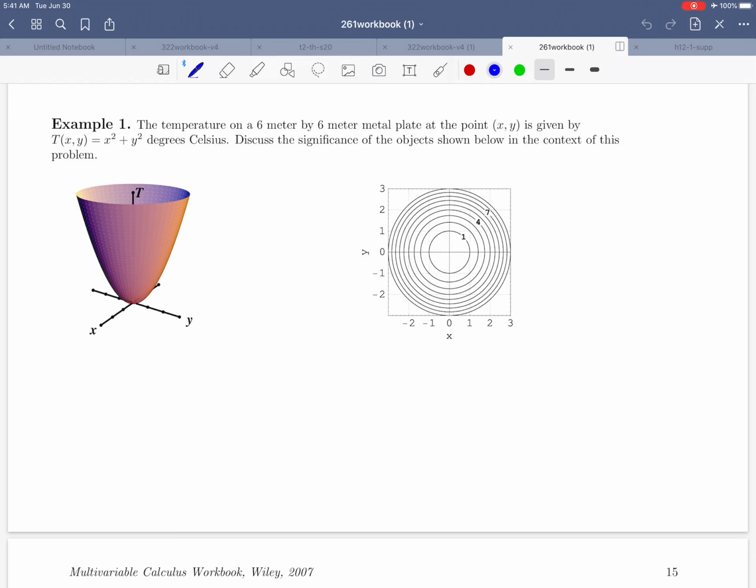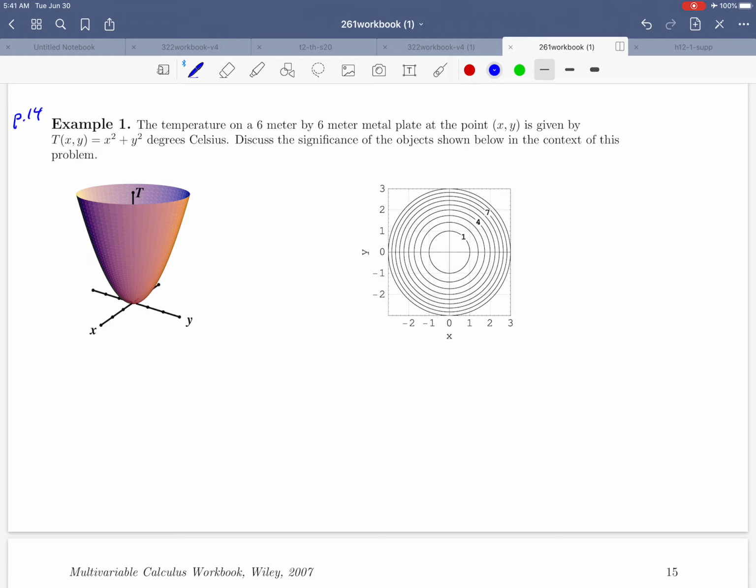Hi everybody, and welcome to example 1. We are looking at page 14 of the workbook, and in this video we're actually going to be working through examples 1 and 2, kind of compare them to each other. Okay, so let's read example 1 together.